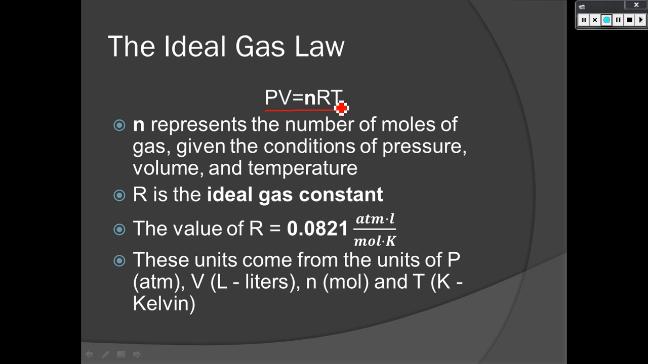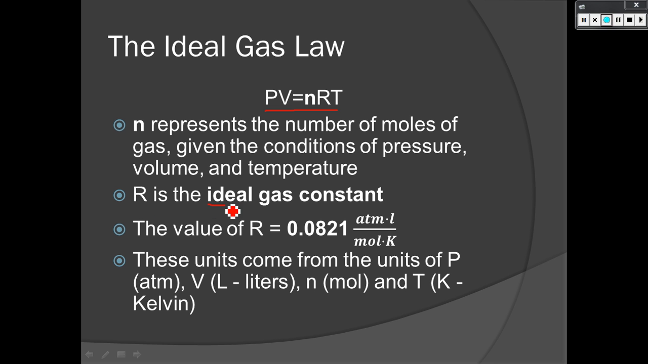So we know pressure and volume are inversely proportional, and we know that temperature and number of moles are inversely proportional. And so that's how we set up this equation. So n equals the number of moles of gas given pressure, volume, and temperature.